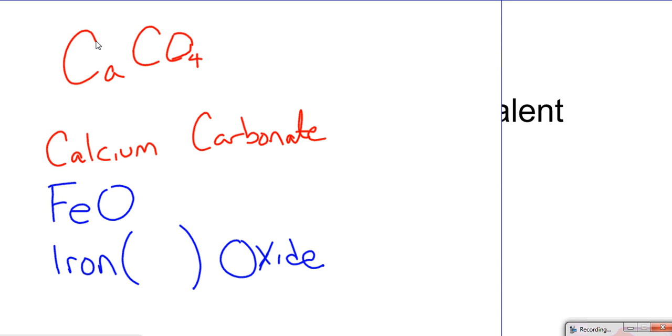Oxygen's oxidation state is always 2-. So in order for this to be neutral, what charge would have to go here in order to balance it out? So x minus 2 equals 0. Well, this must be a plus 2. So this means that iron is iron 2+, so we put that in Roman numerals between the two, to note that the iron had an oxidation state of 2+.